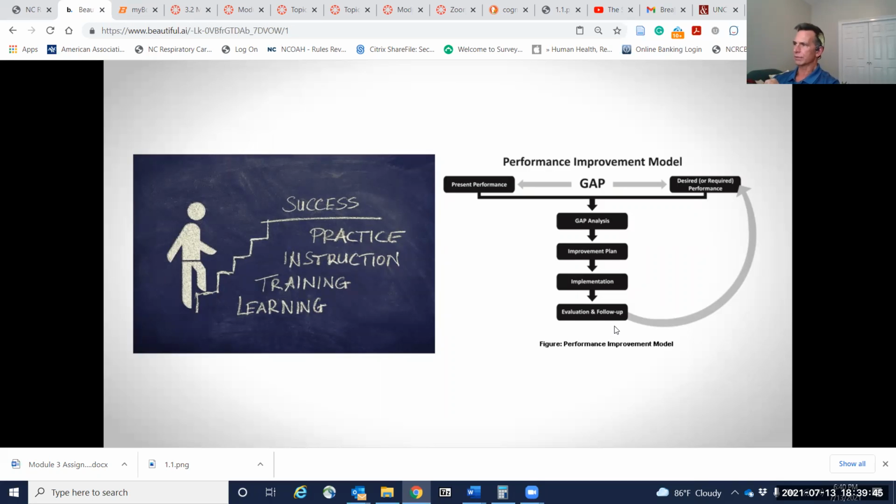But this gap analysis, the whole point of doing that, is to identify what you've already done, where you want to go, and then how you're going to evaluate that. But you have to have the objectives in the meantime to be able to do that.